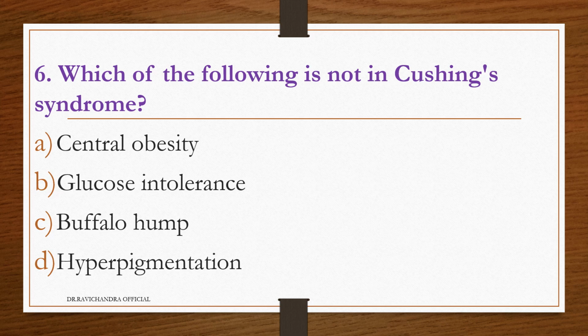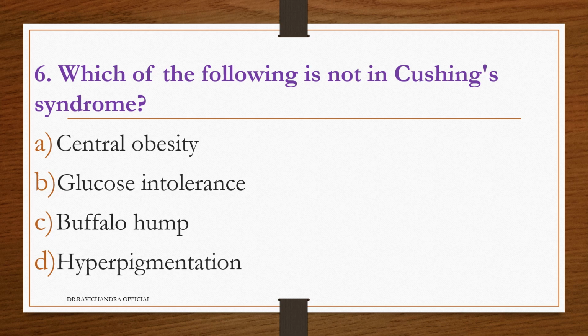Hyperpigmentation is more commonly associated with Addison's disease, which is a condition characterized by adrenal insufficiency. The decreased production of cortisol will lead to an increase in adrenocorticotropic hormone, ACTH, which will stimulate the melanin production, resulting in hyperpigmentation. The other options that were given in the question are characteristic features of Cushing syndrome. Here in this question, they have asked which of the following is not in Cushing syndrome. So the answer is hyperpigmentation.